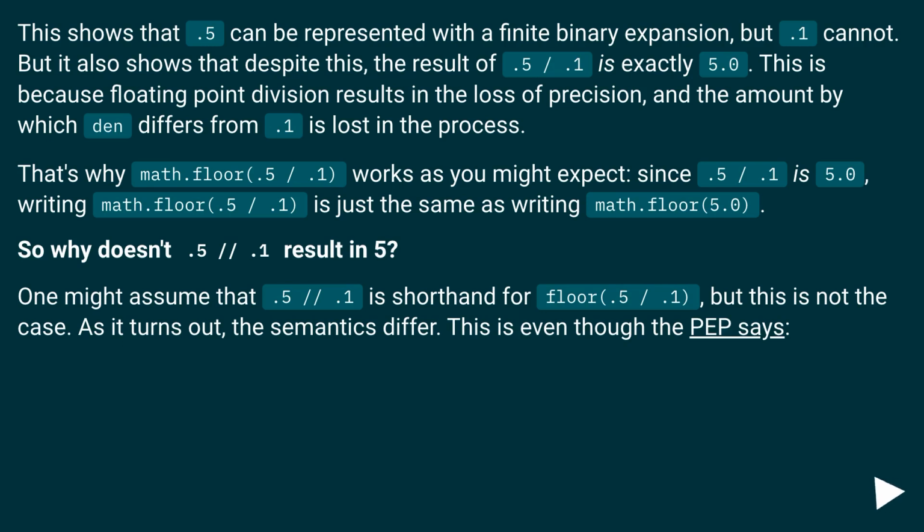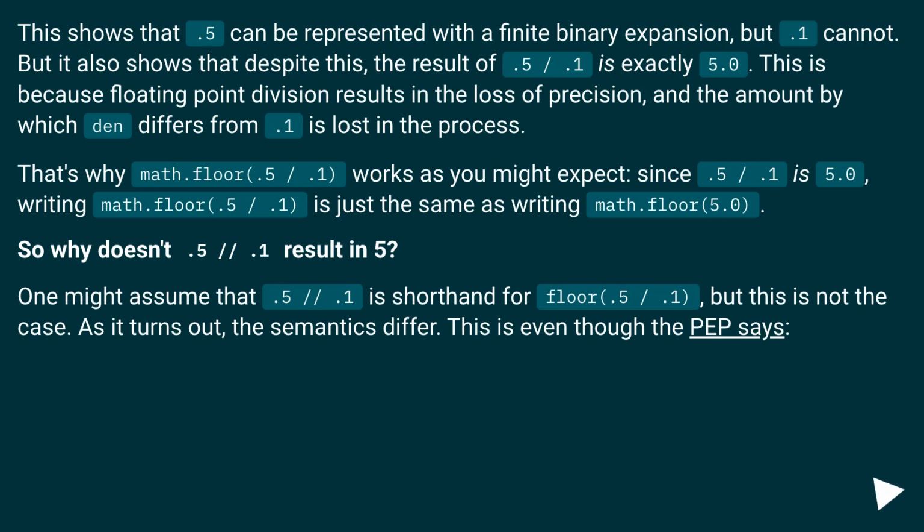That's why math.floor(.5/.1) works as you might expect: since .5/.1 is 5.0, writing math.floor(.5/.1) is just the same as writing math.floor(5.0). So why doesn't .5//.1 result in 5? One might assume that .5//.1 is shorthand for floor(.5/.1), but this is not the case. As it turns out, the semantics differ.